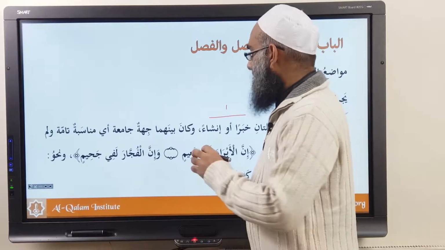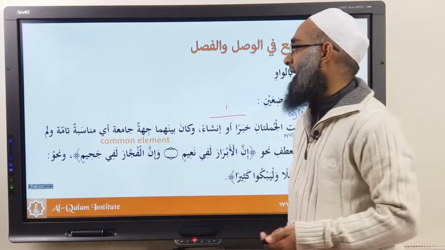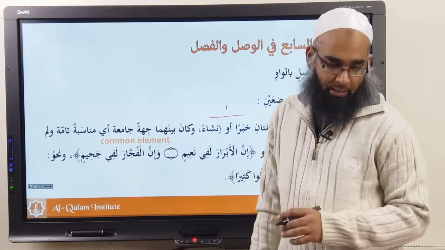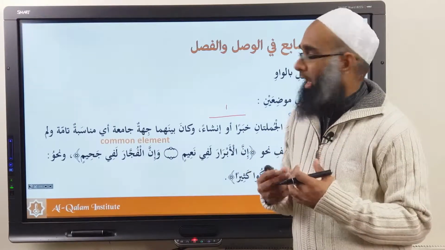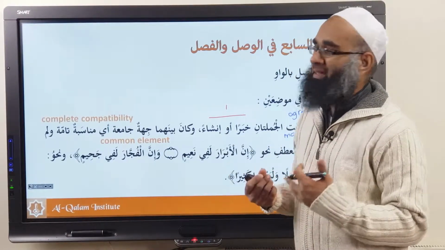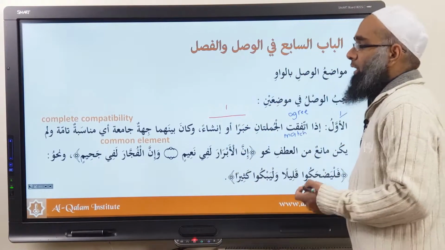Condition number two is quite obvious. Is that kana baynahuma jihatun jami'atun. And he says ay munasabatun tamma. That between both sentences there's some kind of common element. Or he says here a complete compatibility. What does that mean? That they link up. Okay? What does that mean?